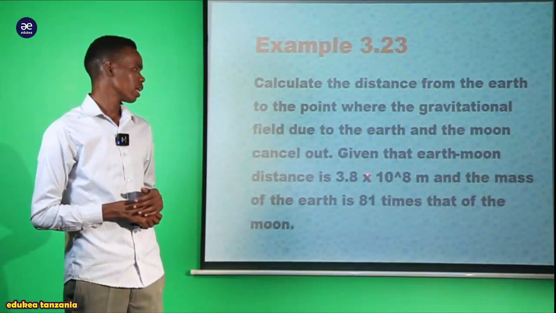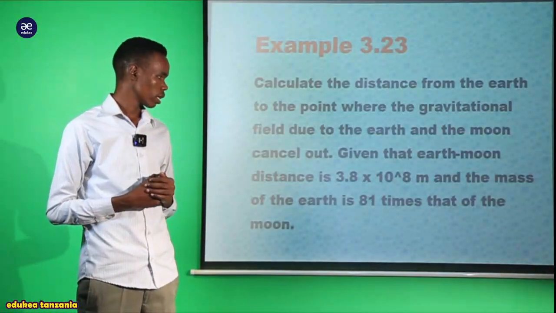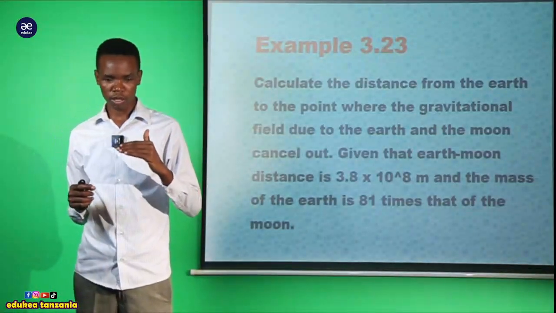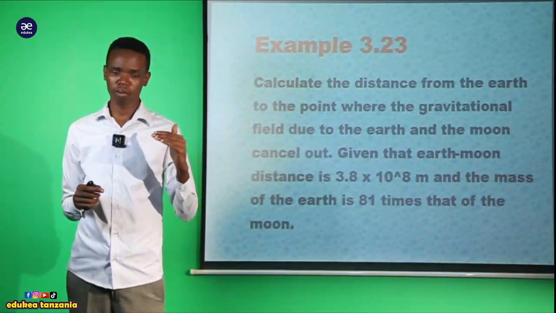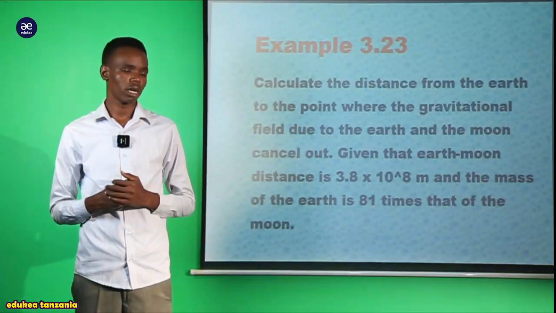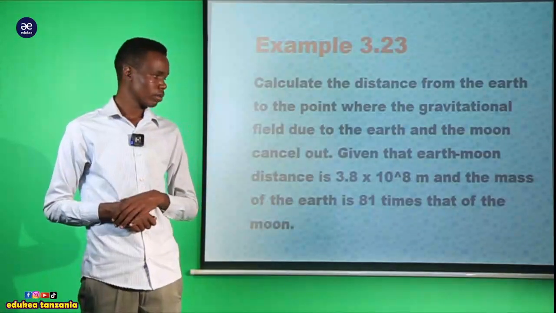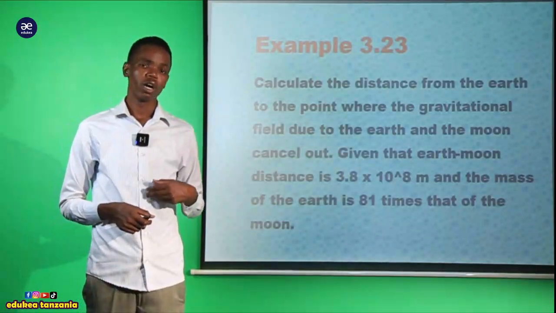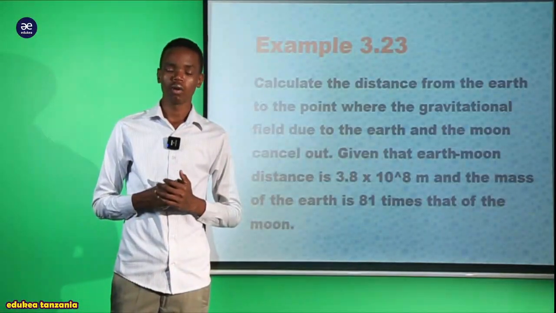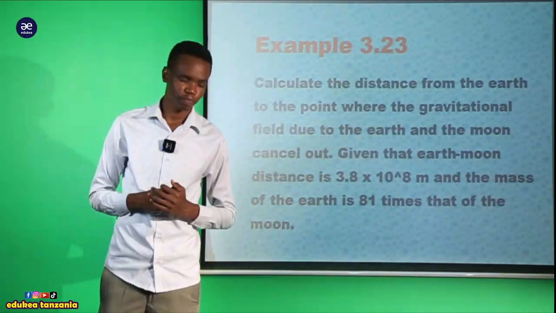But we have been given the earth-moon distance is equal to 3.8 exponent 8. The distance between the earth and the moon is equal to this value, 3.8 exponent 8 meter. And the mass of the earth is equal to 81 times that of the moon. Kwa hiyo tumepewa yule mass of the earth ni sawasawa na 81 ukizidisha na yule mass of the moon. That is what we have been given into our equation here.